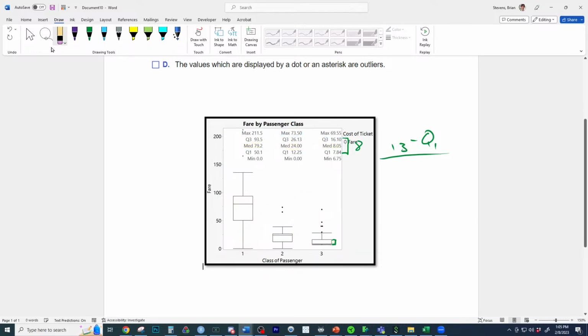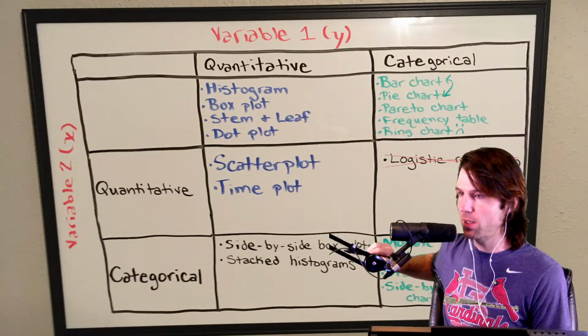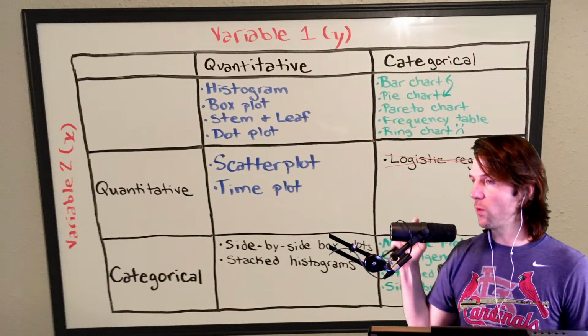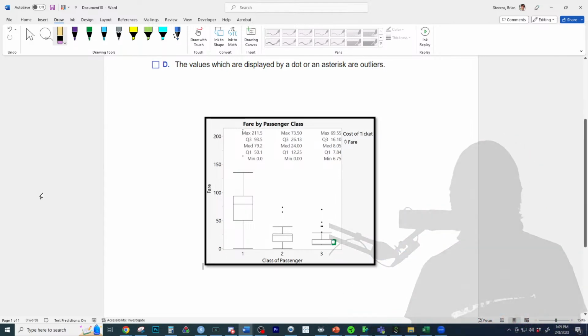Okay. So these are side-by-side box plots. Side-by-side box plots are when you have a categorical X and a quantitative Y. Notice here, side-by-side box plots, categorical X, quantitative Y, and that's what makes a side-by-side box plot possible. And you see it on the screen, we have class of passenger on the Titanic and the fare they paid.